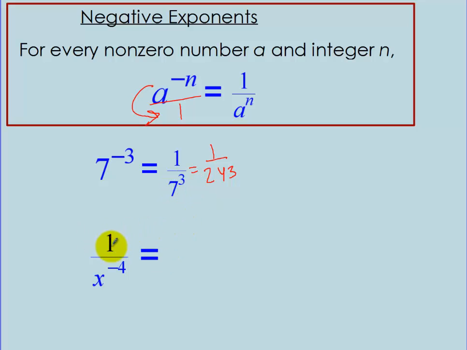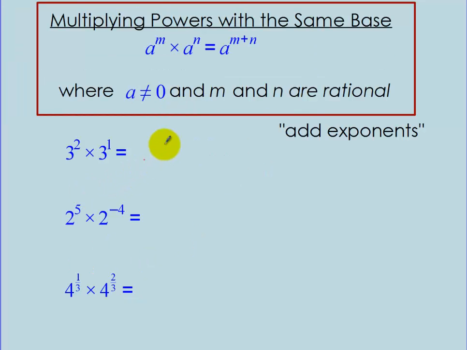Next one, 1 over x to the negative 4. It works in the same way. Instead of it going from the numerator to the denominator, this x to the negative 4 will come to the top, and it becomes x to the positive 4. So that's negative exponents.